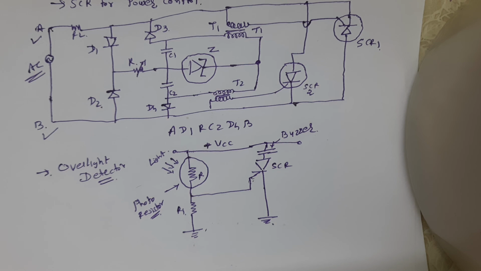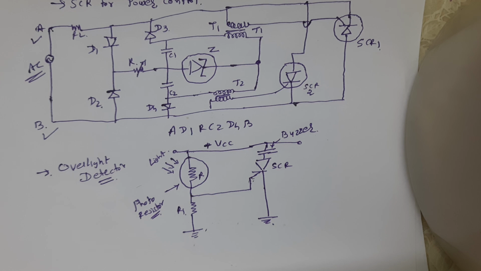When the light falling on R, that means the photoresistor, is of normal intensity, then the value of R is high enough and the voltage across R1 is insufficient to trigger the SCR. However, when R is in strong light, that means very strong light is incident on the photoresistor, then its resistance decreases and the voltage drop across R1 becomes high enough to trigger the SCR. Consequently, the buzzer sounds the alarm.